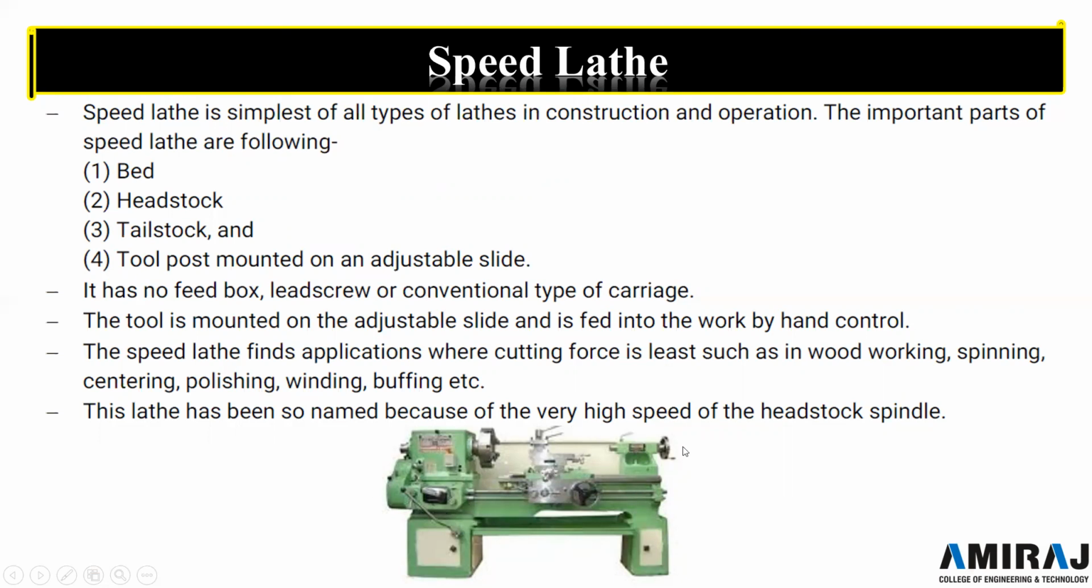This portion over here is called the tailstock, and the tool post is mounted on an adjustable slide. This is the adjustable slide, and this is the tool post. It has no feed box, lead screw, or conventional type of carriage. The speed lathe does not have any feed box, lead screw, or conventional type of carriage.